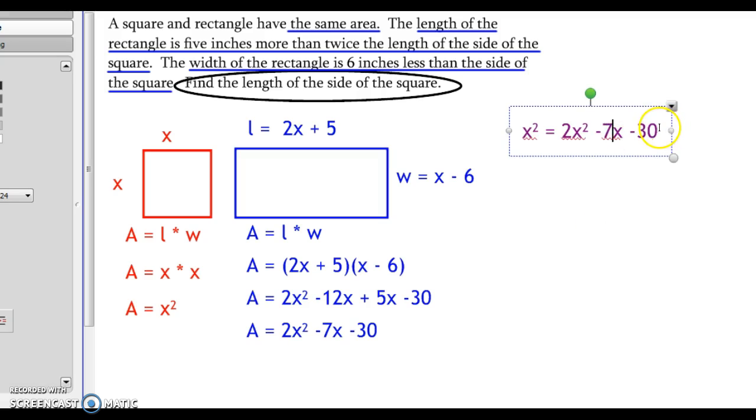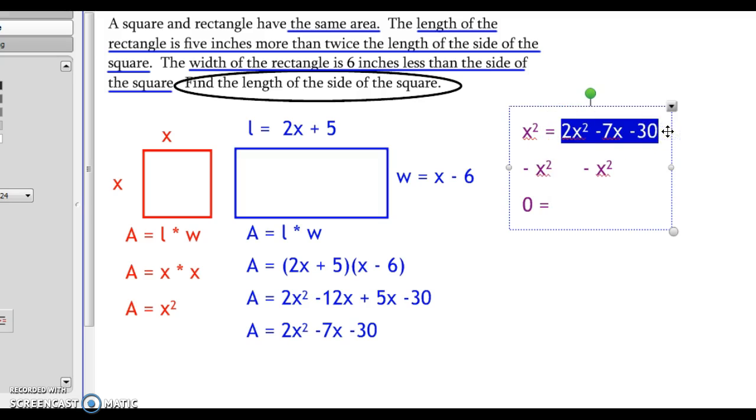Okay, so now they're equal to each other, but with a quadratic equation, we want it to say equals 0. So the first thing we're going to do is subtract x squared from both sides. Minus x squared, minus x squared. So on the left-hand side we have 0. On the right-hand side we have not 2x squared anymore. We got rid of one of those x squareds, so now all we have is x squared minus 7x minus 30.